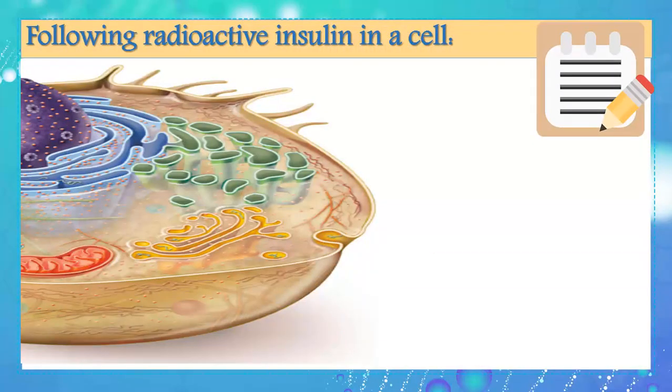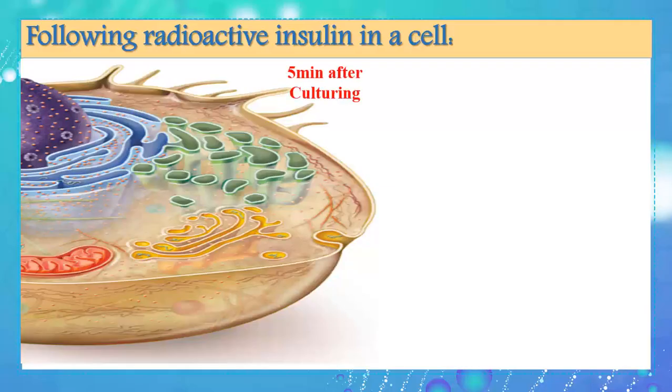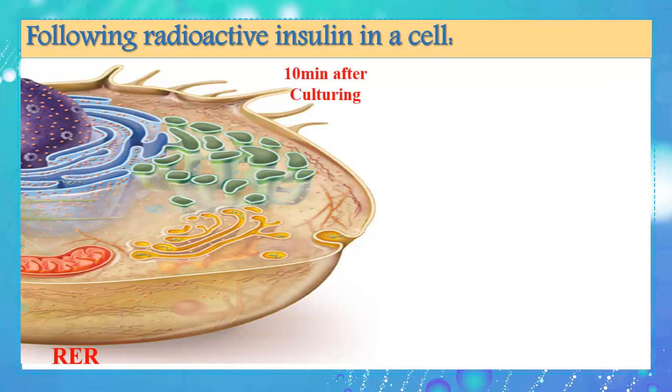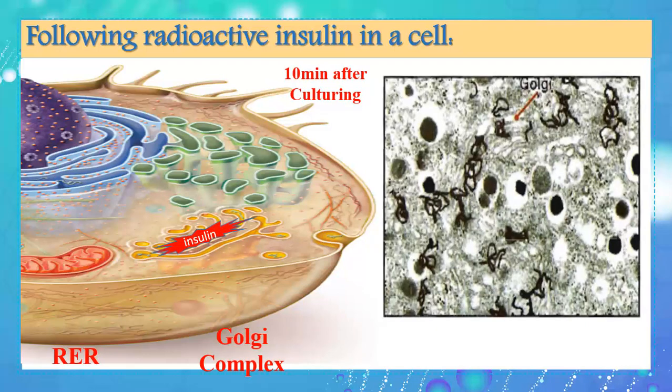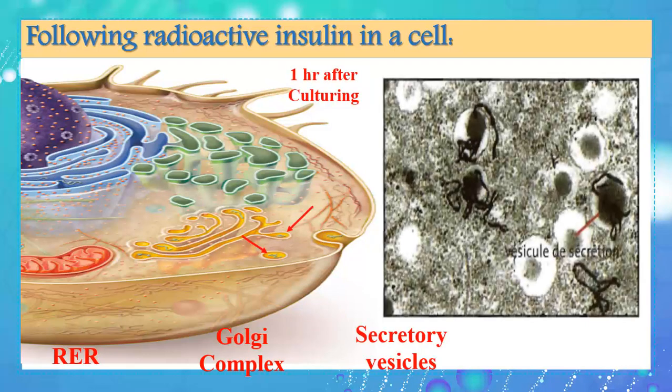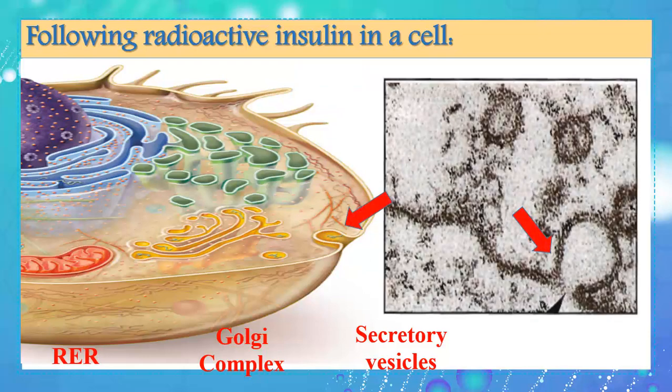Hold your notebook and follow up. After 5 minutes of culturing the cells in a radioactive medium, the autoradiograph showed that the radioactivity of insulin appeared first in the rough endoplasmic reticulum. Then after 10 minutes, this radioactivity appeared in the Golgi complex. After 1 hour, this radioactivity appeared in something known as secretory vesicles. And finally, as you can see on this autoradiograph, radioactive insulin is found on the plasma membrane.